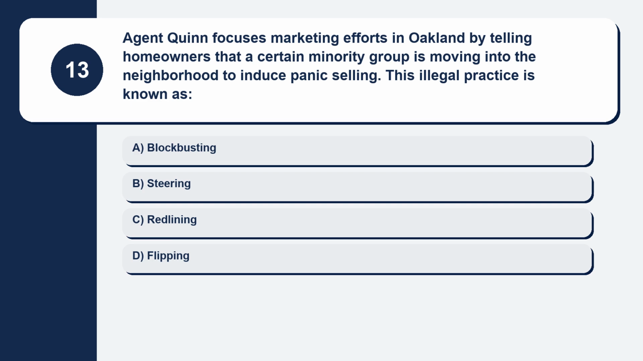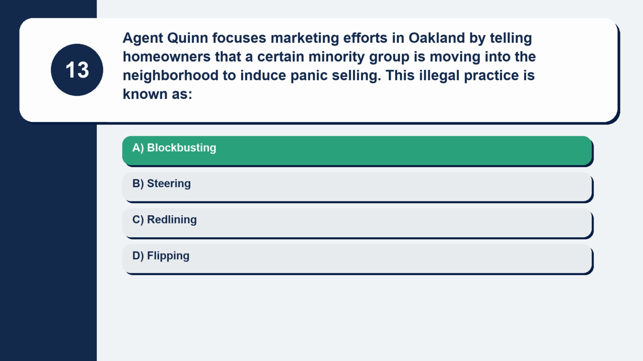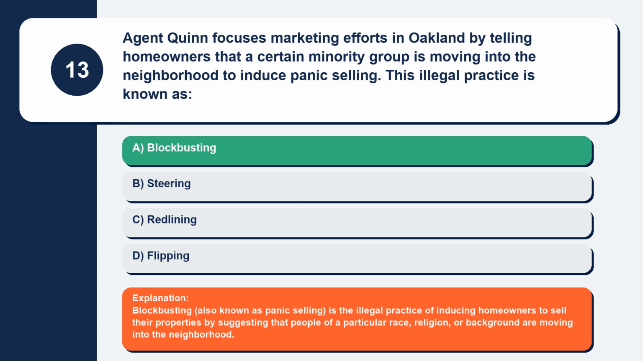Question 13. Agent Quinn focuses marketing efforts in Oakland by telling homeowners that a certain minority group is moving into the neighborhood to induce panic selling. This illegal practice is known as. Here are your options. Option A, blockbusting. Option B, steering. Option C, redlining. Option D, flipping. The correct answer is option A, blockbusting. Explanation. Blockbusting, also known as panic selling, is the illegal practice of inducing homeowners to sell their properties by suggesting that people of a particular race, religion, or background are moving into the neighborhood.